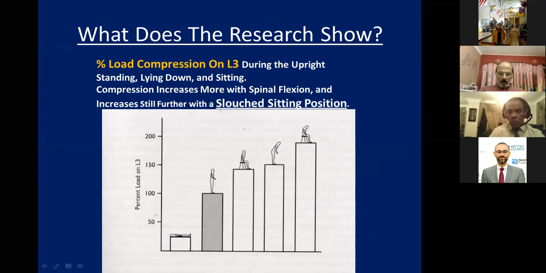The maximum load, as we see, is during sitting and bending forwards, which we call the slouched sitting position, and next is standing while bending forwards, and sitting erect, and then the standing upright position, and then the minimum load during lying down.